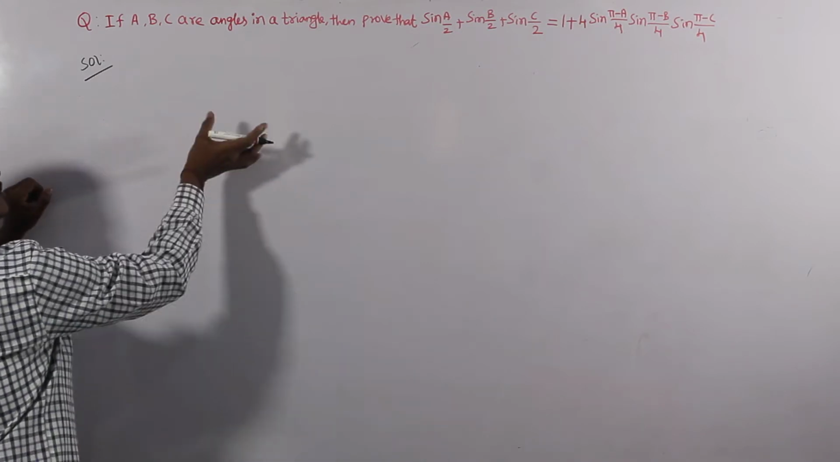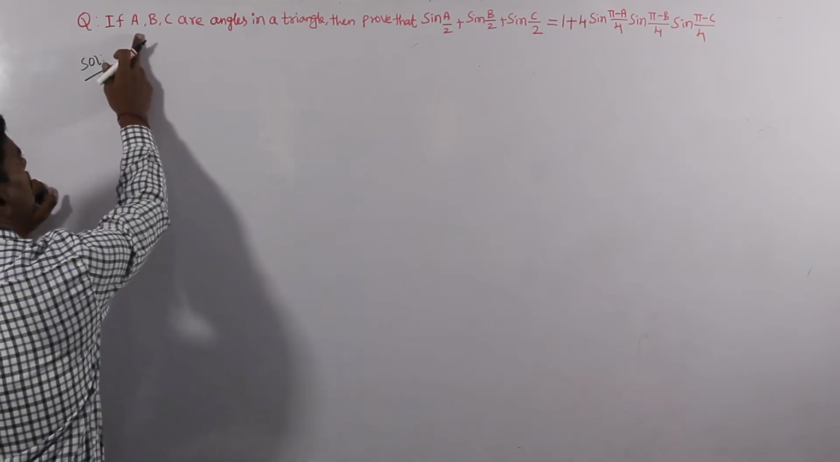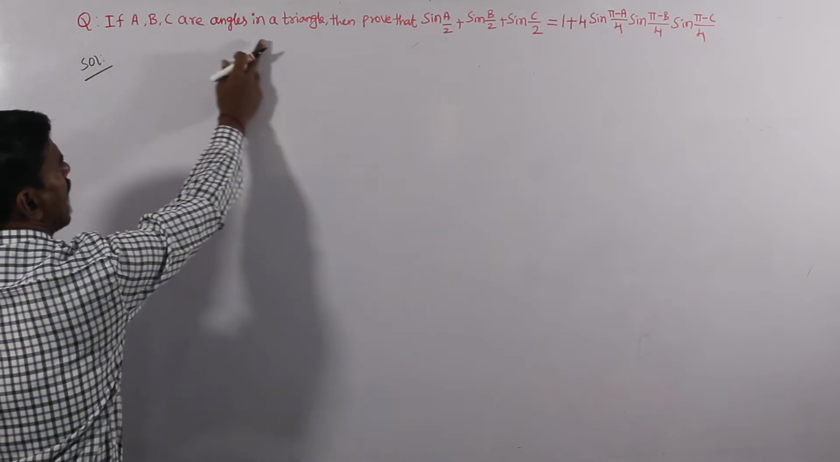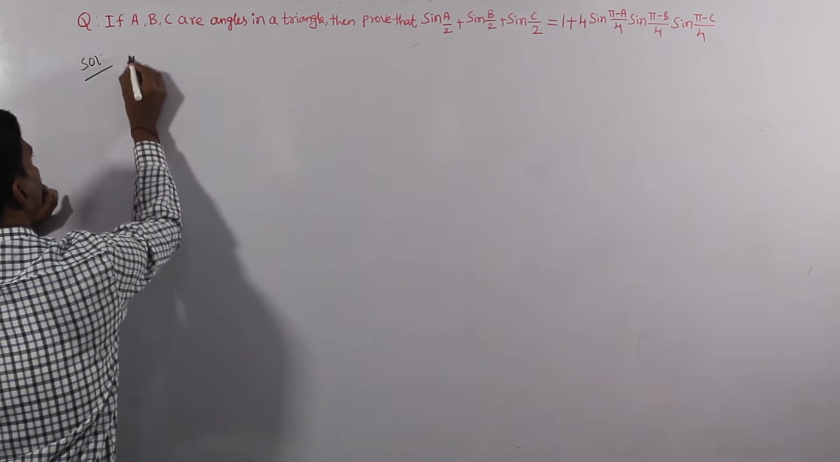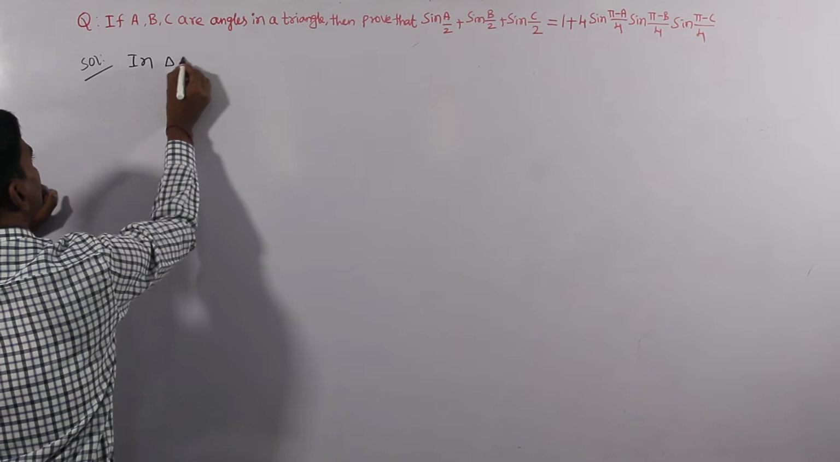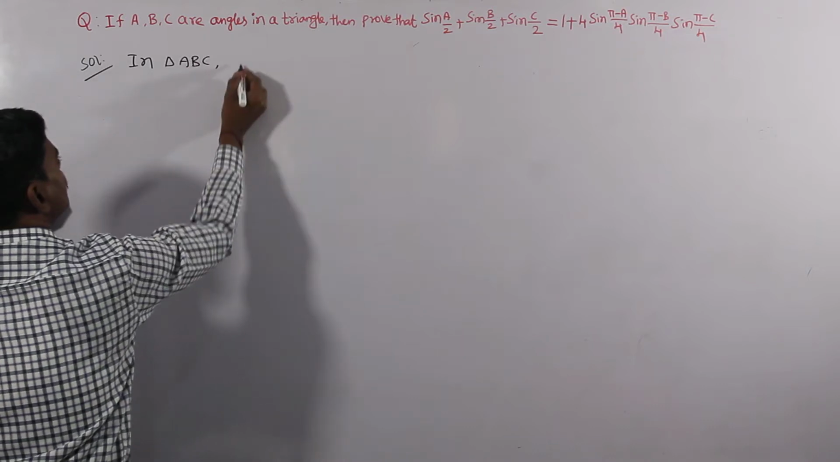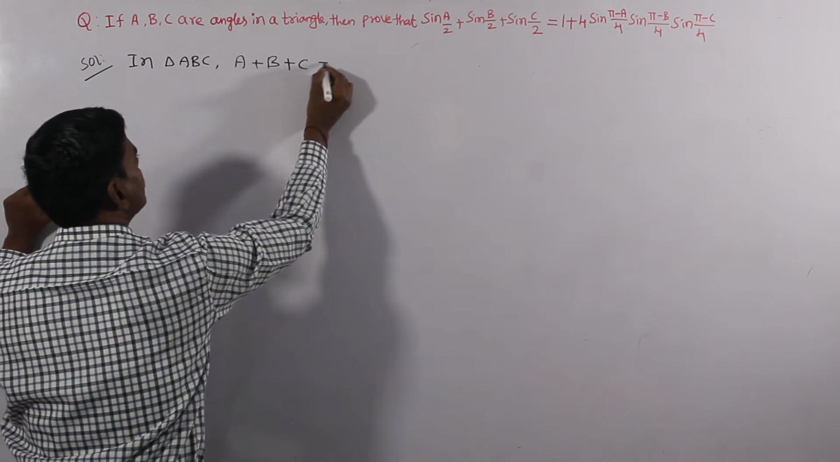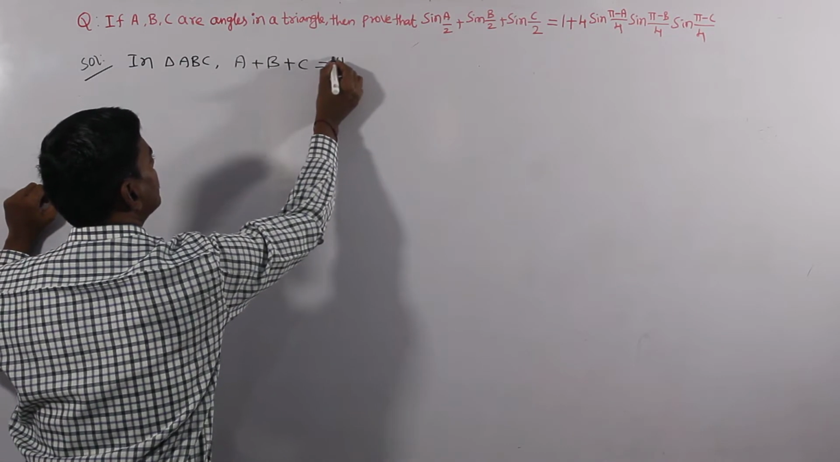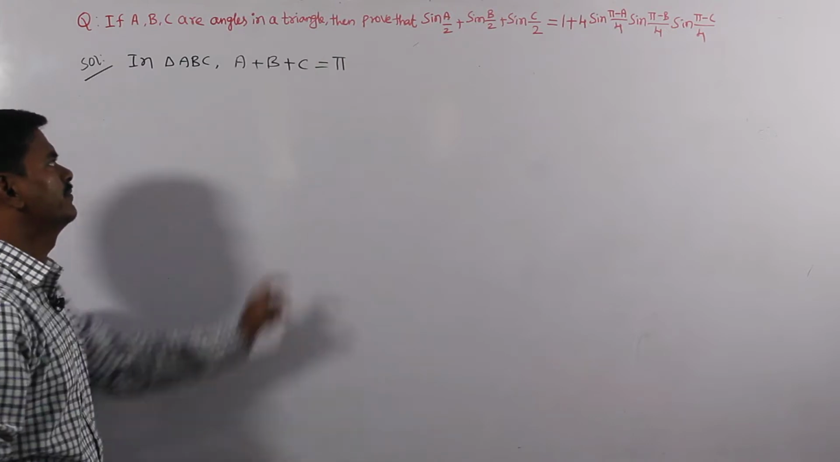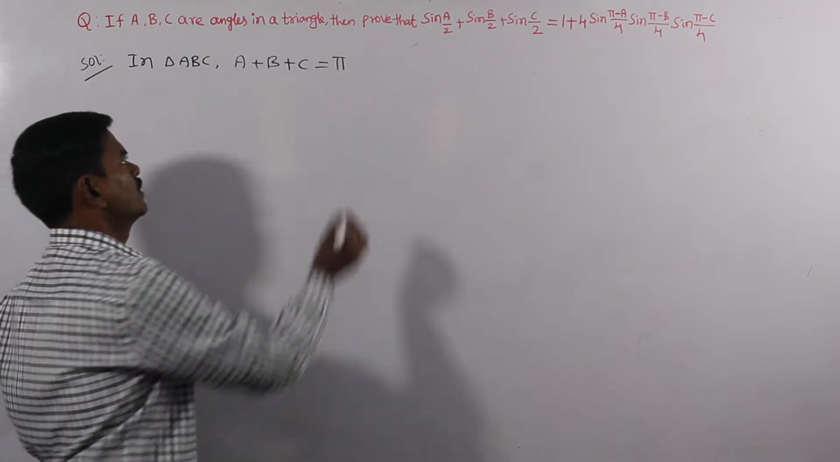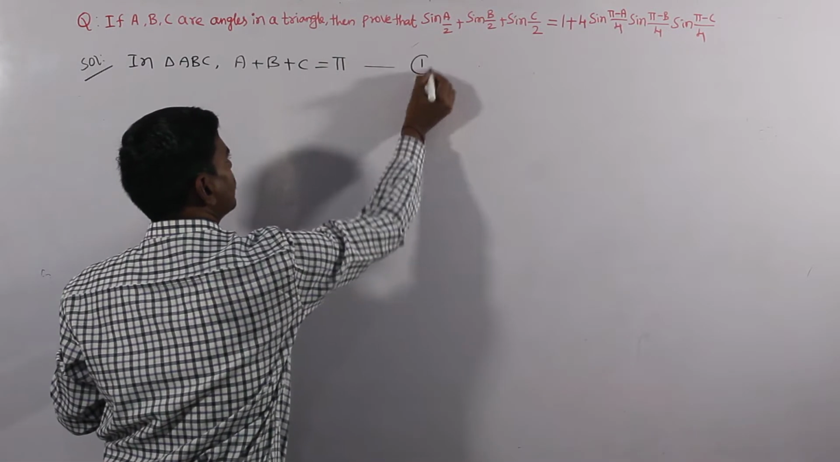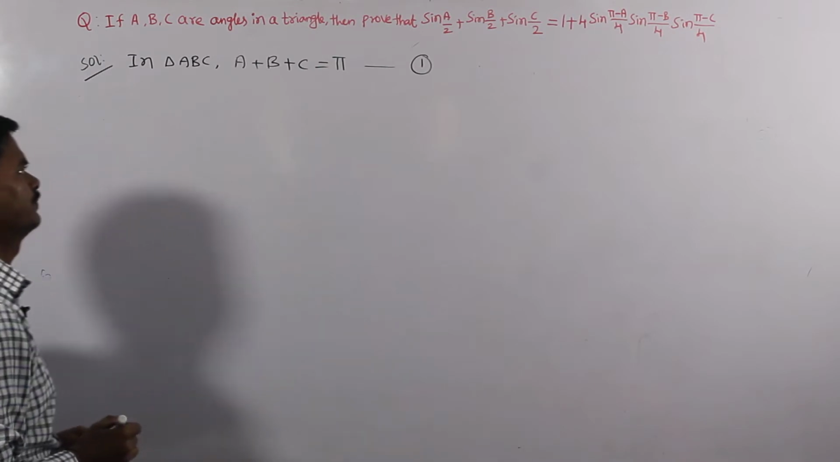Before we proceed with RHS, if you see the condition, A, B, C are angles in a triangle. All of you know that in triangle ABC, the sum of the three angles A plus B plus C is equal to 180 degrees. 180 degrees in terms of radians is known as pi. So this is the useful equation in further process.